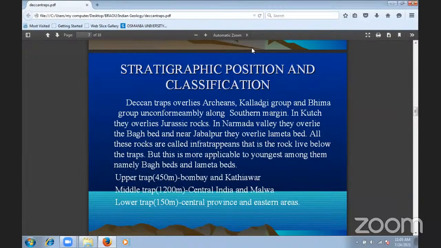It is classified into three traps: lower trap, middle trap, upper trap. The lower trap is 150 meters thick, in the central province and the eastern margin. The middle trap is 200 meters thick, in central India and Malwa. The upper trap is 450 meters, in Mumbai and Kathiawar.